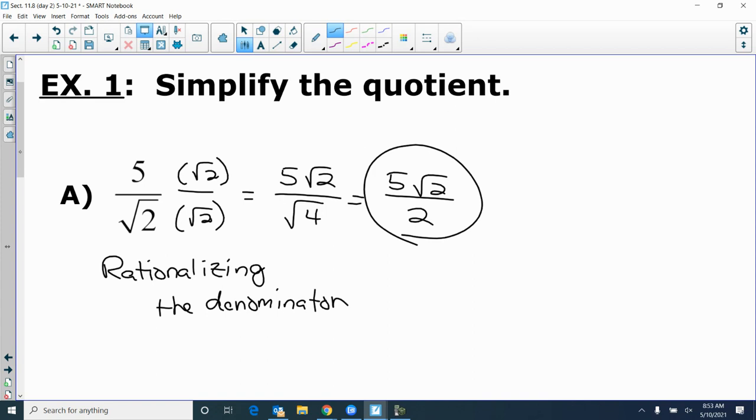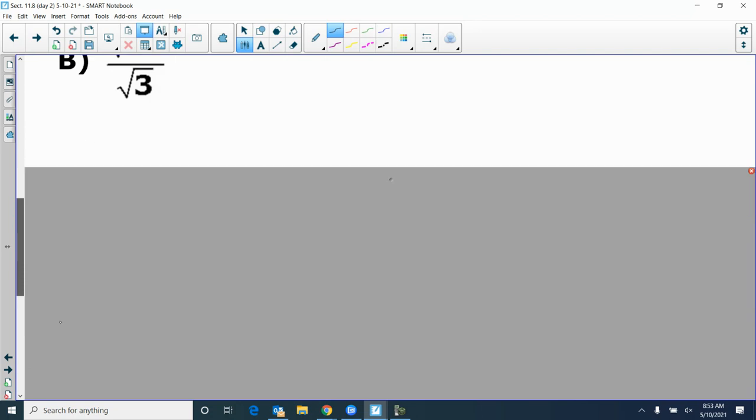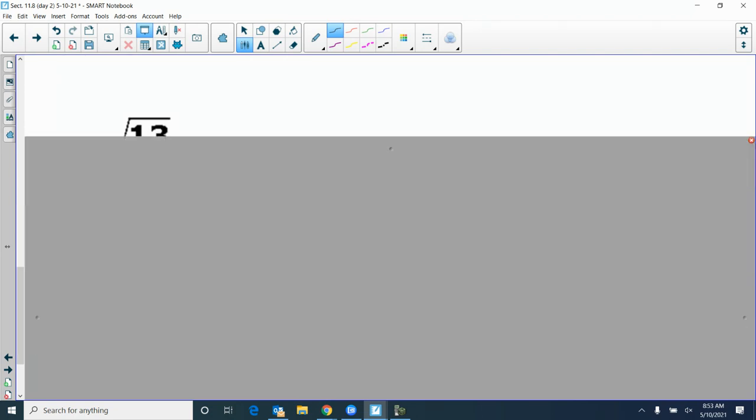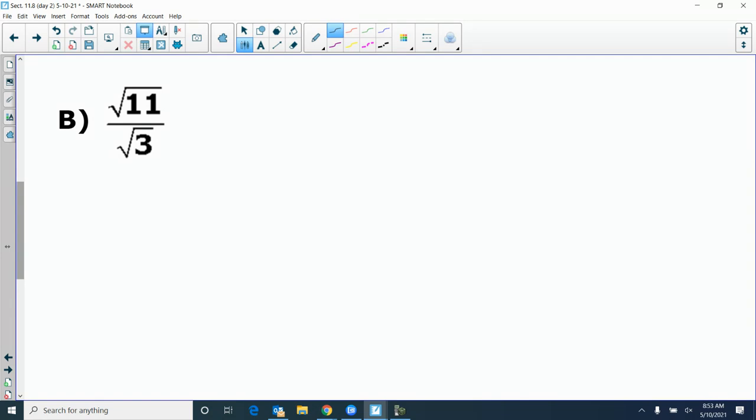Okay, good. All right, second one there. You're really only concerned with the denominator. Square root of 11 over square root of 3. What am I going to multiply both top and bottom by to get rid of that radical 3? What did you say, Christian? Square root of 3. Good. So multiply both of those by square root of 3 over square root of 3.